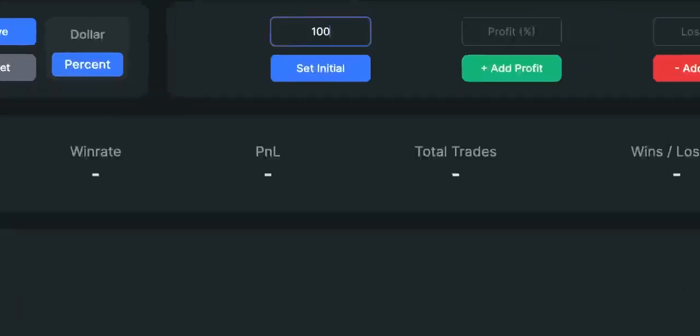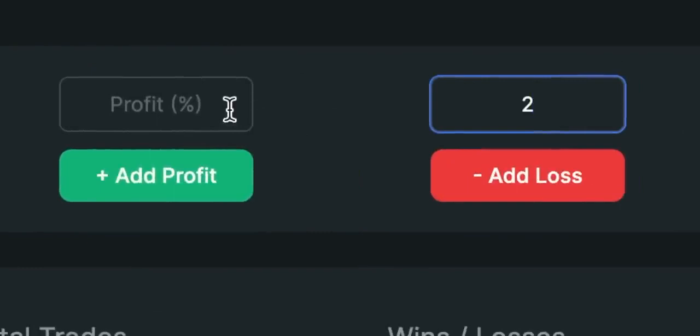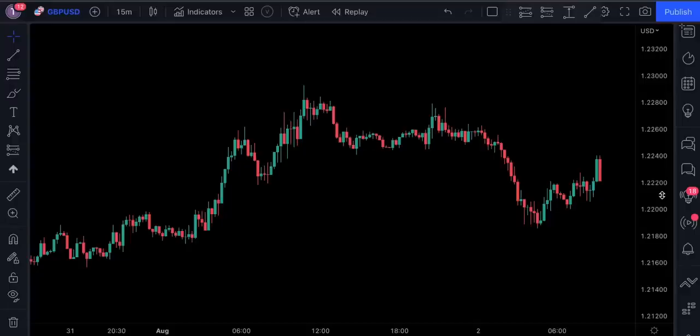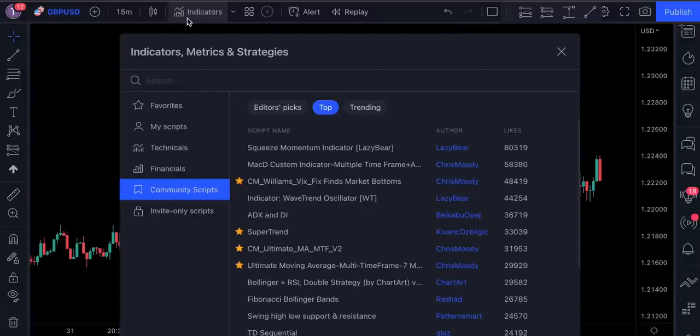For my backtesting, I will set my account size at $1,000 with 1 to 1.5 risk-reward ratio. Okay, we're currently looking at the price of GBP USD on a 15-minute time frame, and this strategy consists of two free TradingView indicators. For the first indicator, let's search for hold trend.